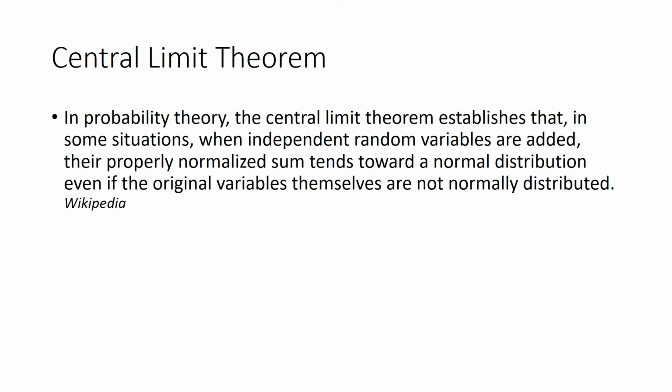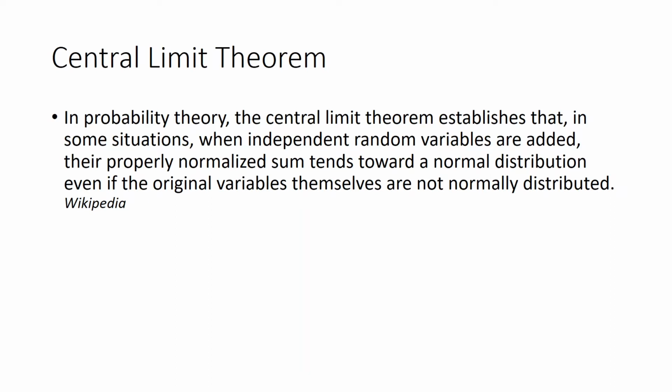So what is central limit theorem? This is the Wikipedia definition that you can find very easily out there, and it is pretty much standard, but I am also going to try to explain the terms in layman's terms. In probability theory, the central limit theorem establishes that in some situations when independent random variables are added, their properly normalized sum tends towards a normal distribution even if the original variables themselves are not normally distributed. The definition itself is quite explanatory.